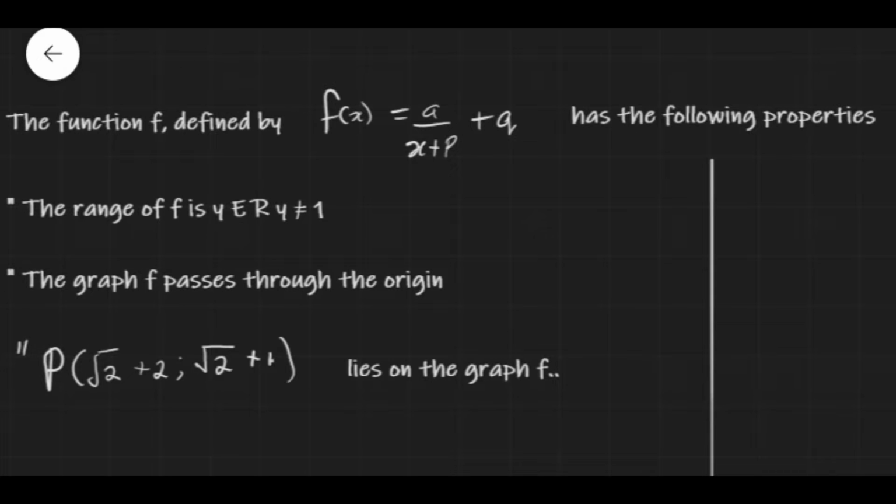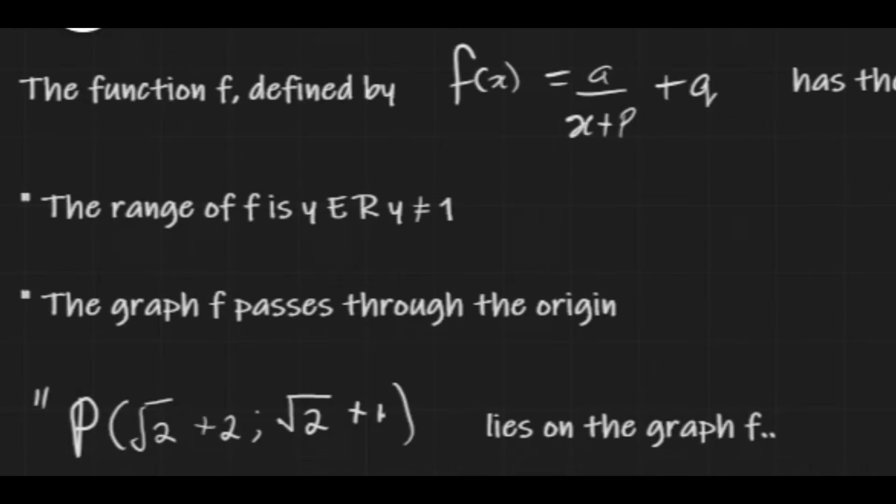So the question here says the function f defined by f(x) = a over (x + p) + q has the following properties. The range of f is y is an element of real numbers, y is not equal to 1. The graph of f is passing through the origin. And the point (root 2 + 2, root 2 + 1) lies on the graph of f.